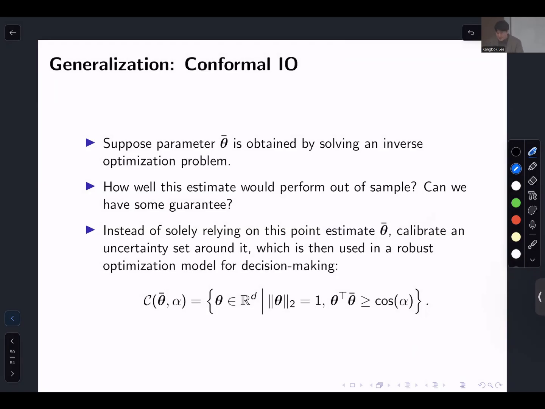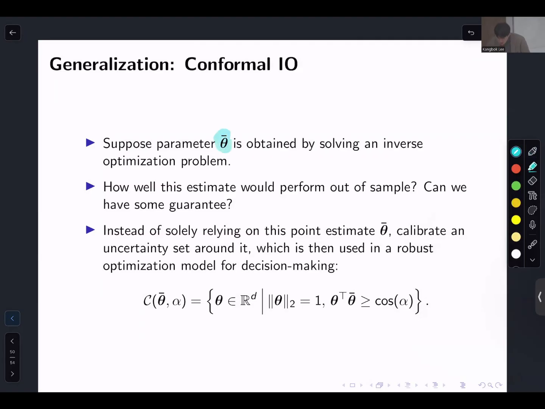So the last topic that I wanted to cover is two different, more advanced variants of IO. One is called conformal IO, and the other is called contextual IO. For conformal IO, you might have heard of conformal prediction. When you predict, you want to have some guarantee about out-of-sample performance. Now, let's think about IO, of course, meaning inverse optimization.